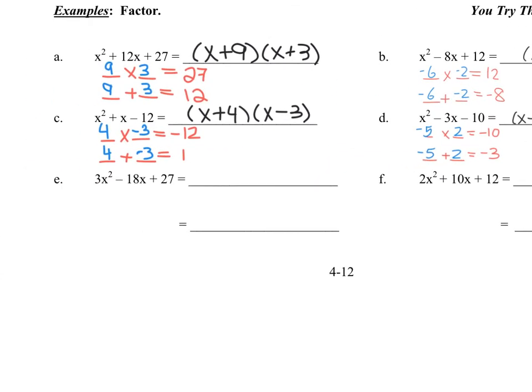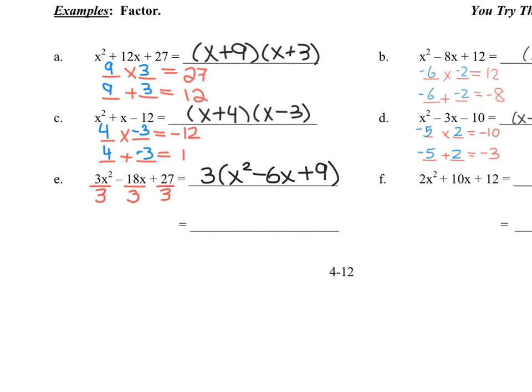Now this might not look like a simple trinomial because we have that 3 in front of the x squared. Your first step for any question should be to check for a common factor. In this case, if I look at my coefficients, 3, negative 18, and 27, all of them have a greatest common factor of 3. Now they don't all share an x, so I can't factor out the x. So I'm going to factor out a 3 so that my equation looks like 3 times x squared, because 3x squared divided by 3 is x squared, negative 18x divided by 3 is negative 6x, and then 27 divided by 3 is 9.